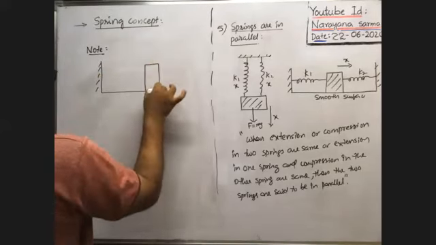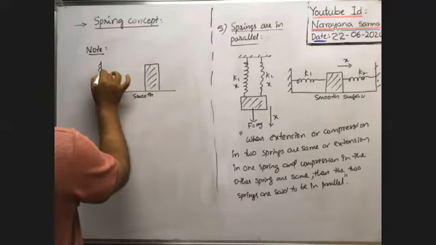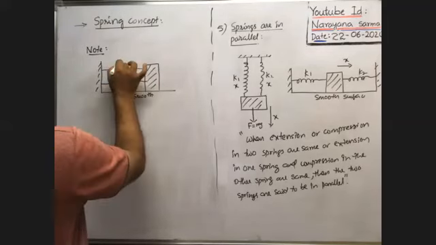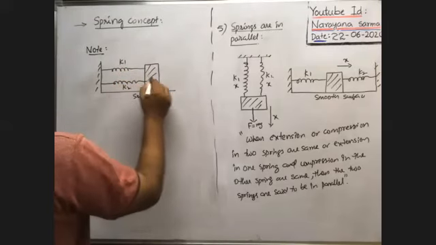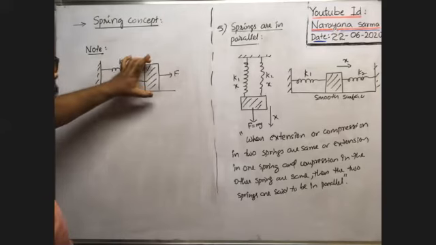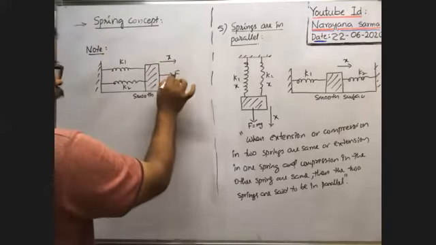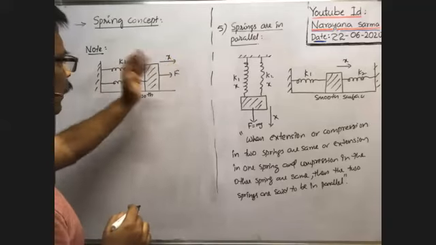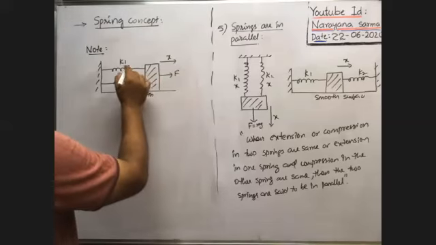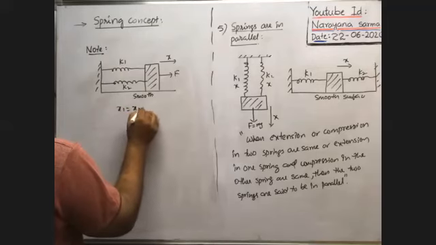Suppose a block is kept over the smooth horizontal surface, and it is connected with the two springs like this, having spring constants K1 and K2, and a force F is applied here. Whenever the block is displaced by applying a force F through a distance equal to x, definitely both springs extended by the same length. So extension of the two springs, x1 is equal to x2 is equal to x in this case.